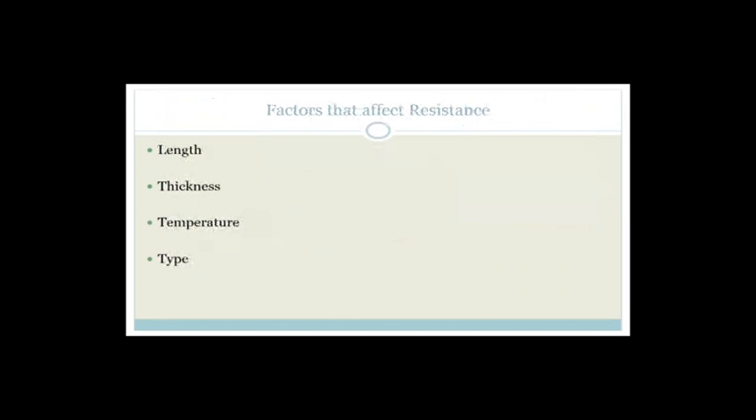So now, factors that affect resistance are the length, thickness, temperature, and type, and we need to talk about them. So obviously, this one's pretty obvious: the longer the wire, the greater the resistance. And that makes sense because the longer the wire, the further the electrons have to travel, and the further they travel, the more likelihood that they're going to be colliding with other particles and other electrons and transferring their energy from kinetic energy into heat energy, and slowing down. So therefore, the length makes sense.